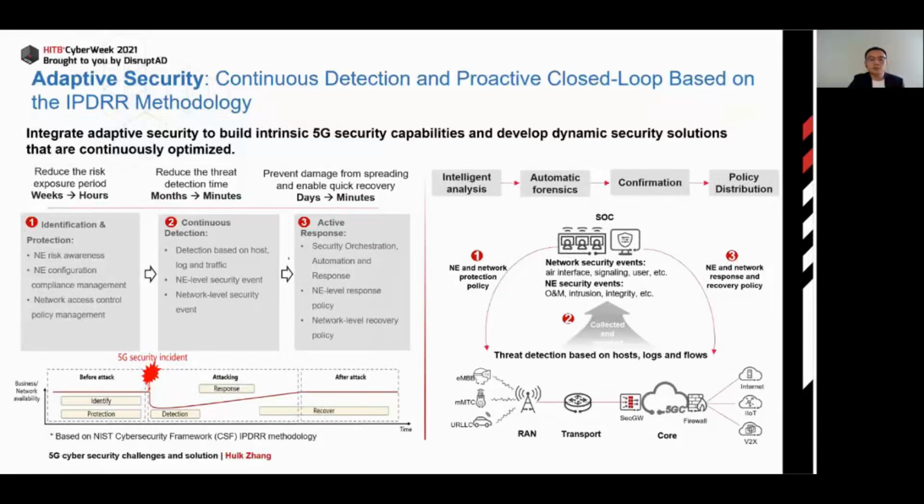Normally it involves some intelligent analysis, automatic forensics and confirmation, and policy distribution. The topology can be shown by this figure. The first part is network equipment and network protection policy. They will be enforced on threat detection based on hosts, logs, and flaws. And also those useful threat intelligence messages can be sent to the SOC, and the network security events will be determined or identified. And then the network response and recovery policies will be triggered.